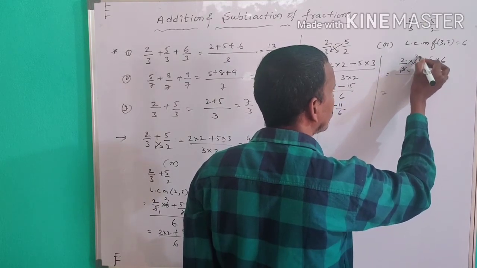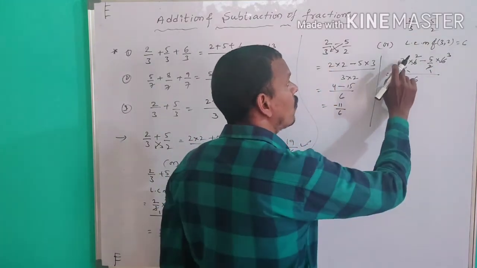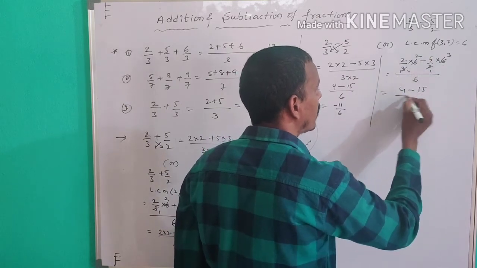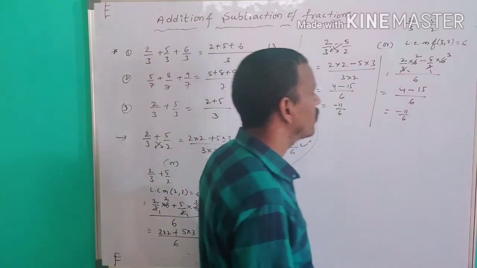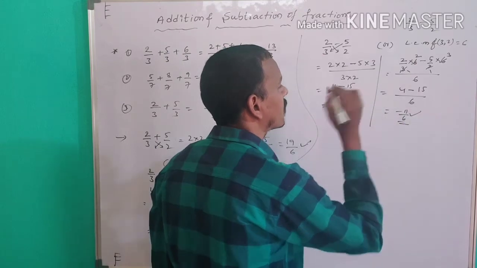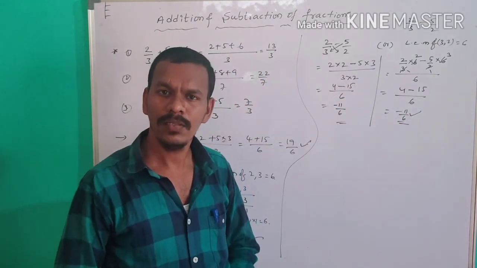3 1s are 3, 2 2s are 4, 1 2 is 2, 3 2s are 6. Now what is remaining? 2 2s are 4 minus 5 3s are 15, by 6. 4 minus 15 is minus 11 by 6. So in both methods we are getting the same answer. This is how we can subtract two fractions.